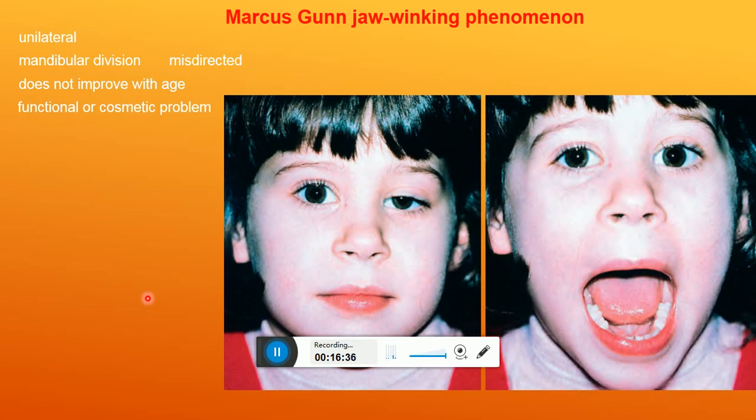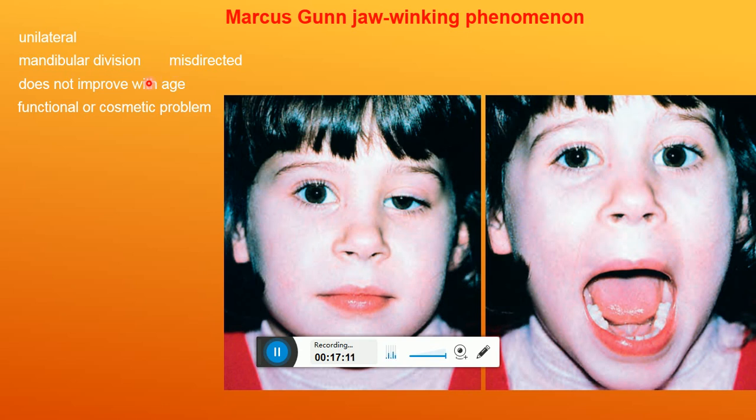And there is Marcus Gunn jaw-winking syndrome. About 5% of all cases of congenital ptosis are associated with the Marcus Gunn jaw-winking phenomenon. Mostly they are unilateral. Although the exact etiology is unclear, it has been postulated that a branch of the mandibular division, which is the fifth cranial nerve, is misdirected to the levator muscle. Mandibular division is misdirected. How is it diagnosed?